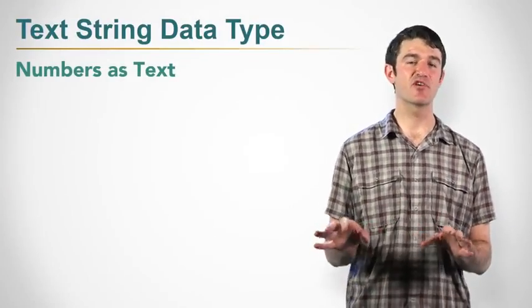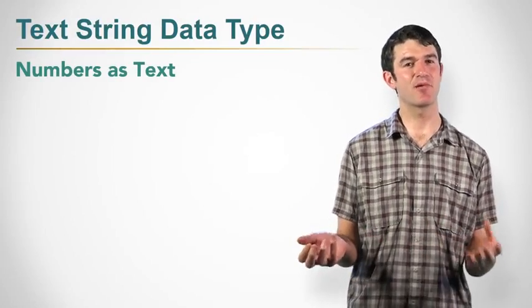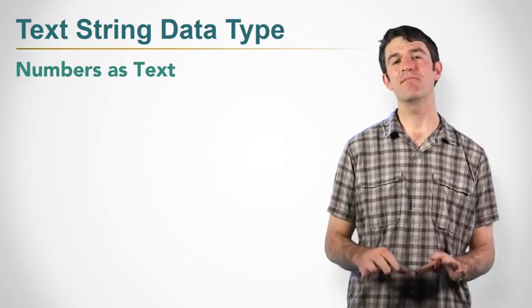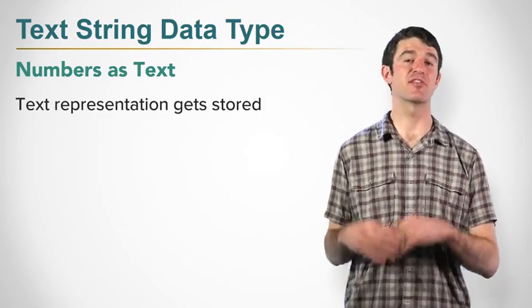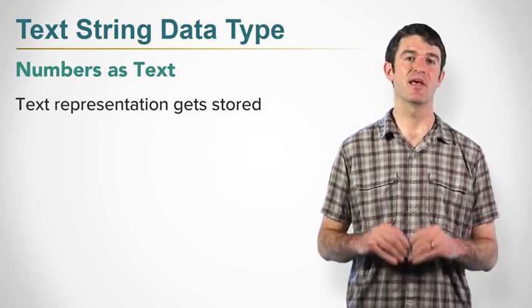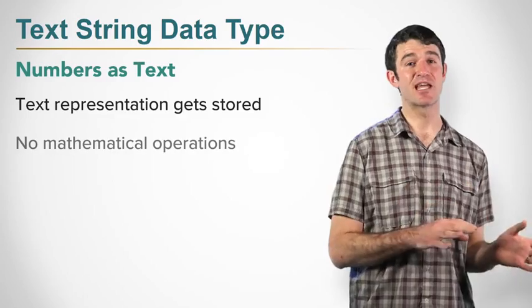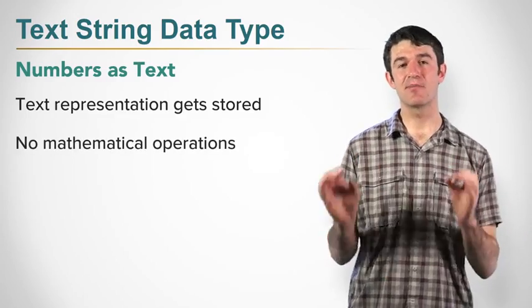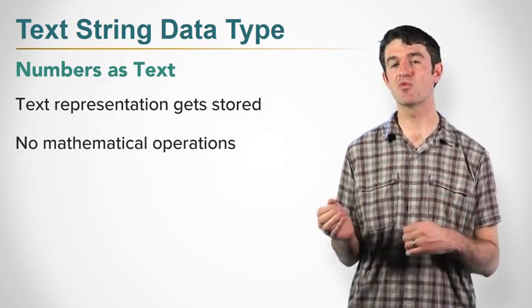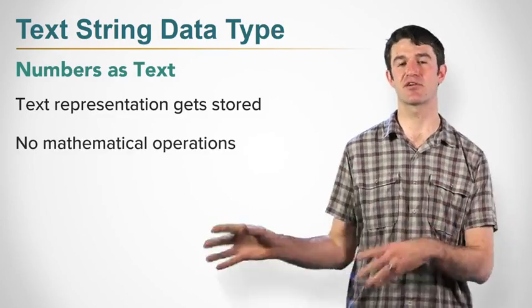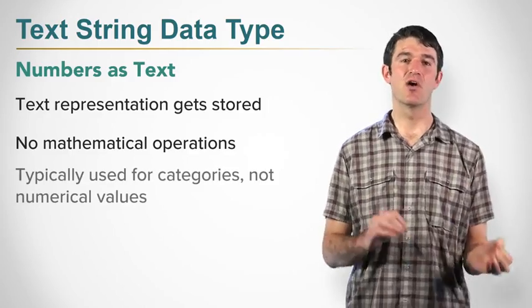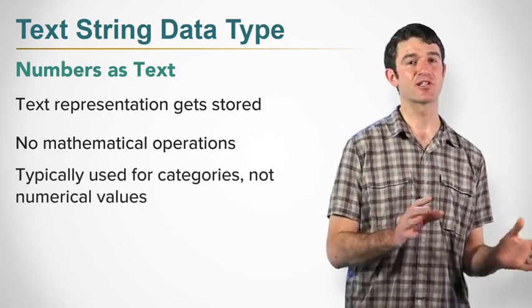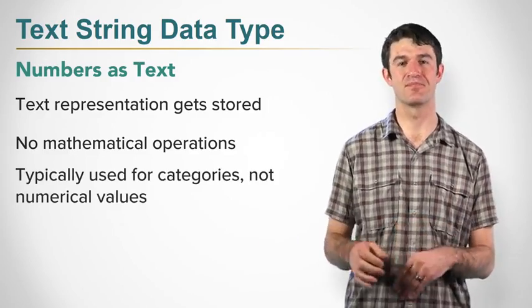Now, some of you are thinking, what if I store a number as part of my text? Well, that's okay. The text representation of that number gets stored rather than the numerical representation. It's a version that you're not going to be doing any math on, but it still will appear to the user as the number that you want to see it as in the midst of your other text. Sometimes numbers are stored as text when the numbers represent categories rather than distinct numerical values.